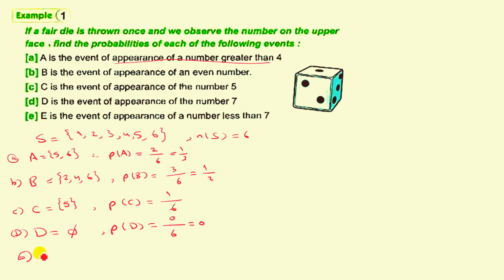E. E is the event of appearance of a number less than 7. A number less than 7: of course all of them are less than 7, 1 to 6, 3, 4, 5, 6. Therefore the probability of E is equal to 6 over 6, which is equal to 1. This we call a certain event.